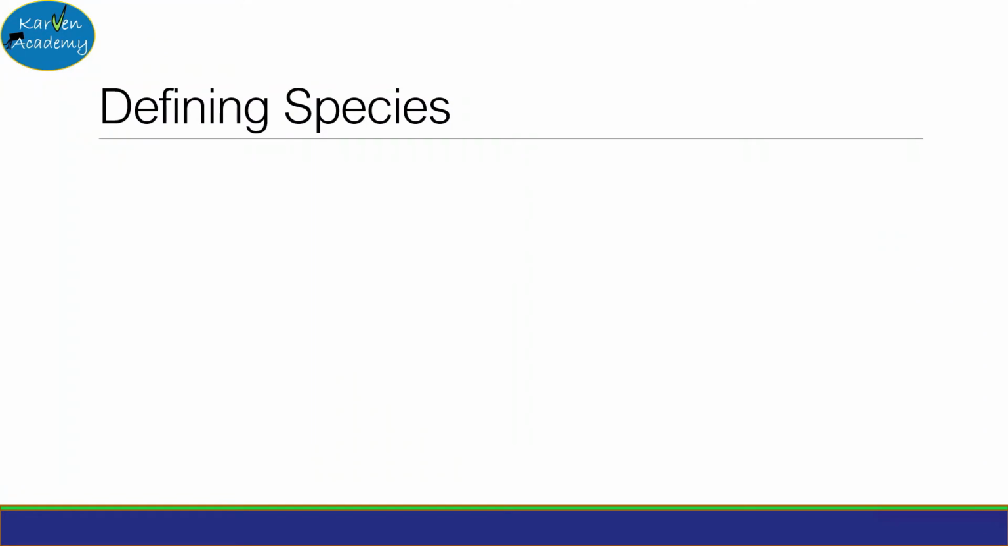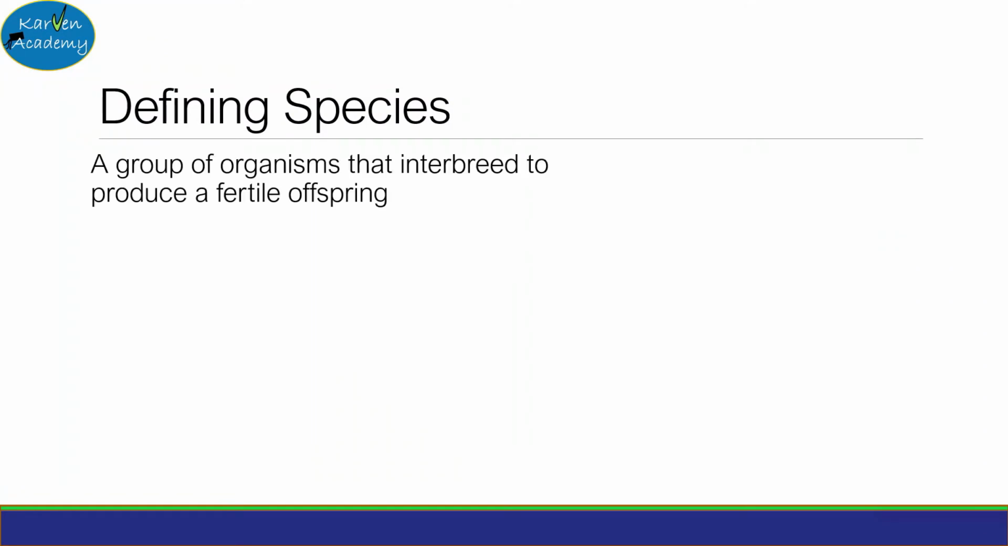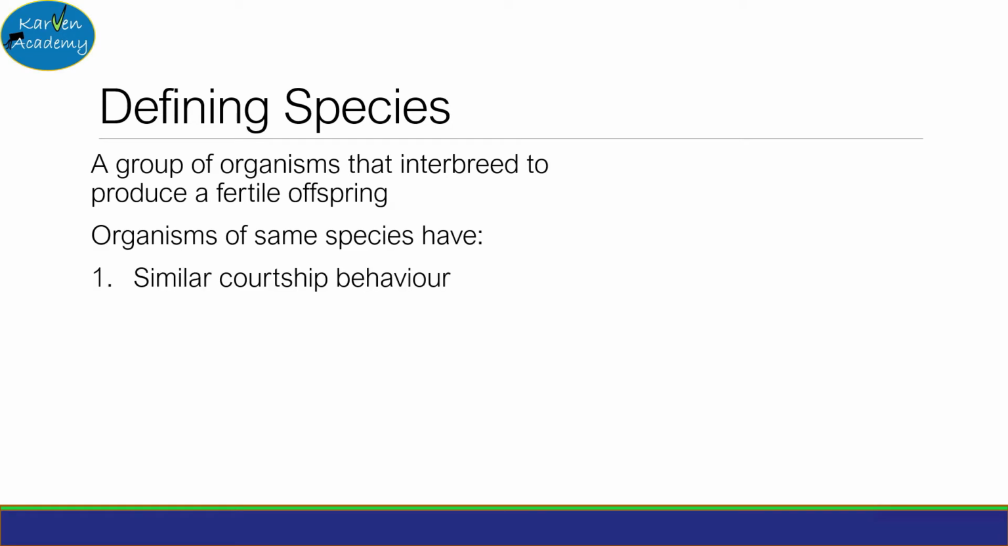Now let's move on to defining species. Species are a group of organisms that can interbreed to produce fertile offspring. Organisms of the same species have similar courtship behavior. I say similar because if they had the same behavior, animal romance would be quite boring. They have similar phenotype but the same anatomy. That is to say, animals of the same species will have the same body structure but may differ in color, height, etc.